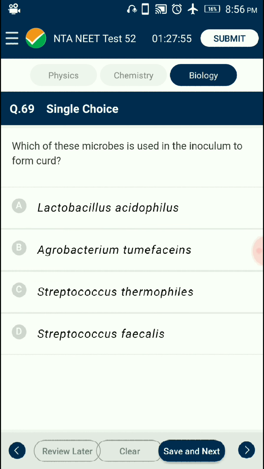Question number 69. Which of these microbes is used in the inoculum to form curd? Milk is converted into curd due to the growth of the microorganism Lactobacillus acidophilus, commonly called lactic acid bacteria. Acid is produced by it, leading to the coagulation and partial digestion of milk protein. A small amount of curd added to milk acts as a starter as it contains millions of lactobacilli, multiplication of which converts milk into curd. It also increases vitamin B12, hence enhancing the nutritional quality of milk. And so the answer for this question is option A, Lactobacillus acidophilus.